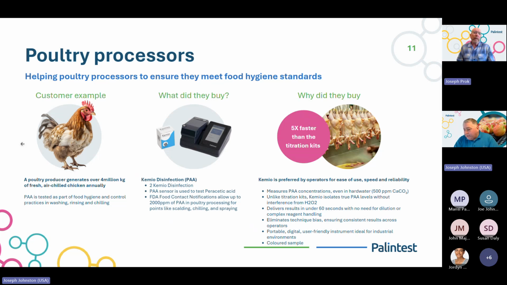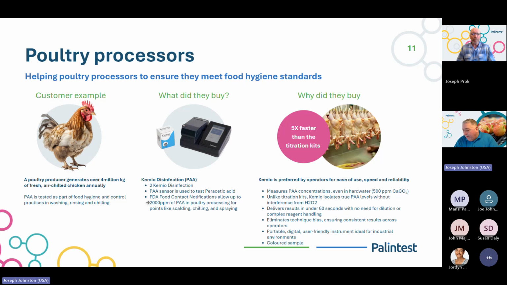So Chemio helps poultry processors to ensure that they meet the food hygiene standards by providing it as a part of the hygiene and quality control, washing and rinsing. Chemio is using both PAA, as we talked about, as well as chlorine dioxide.